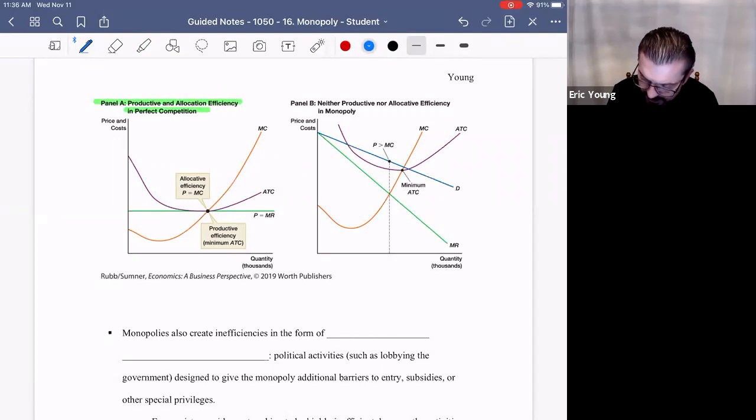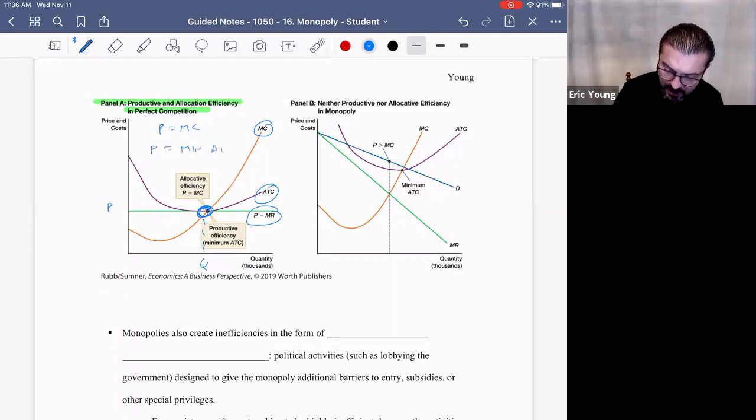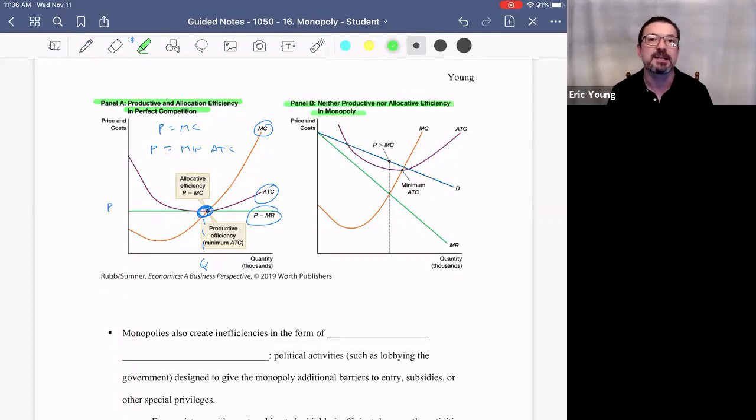We have long run equilibrium at this point here, generating this price and this Q, and this magic point where the ATC curve, the MC curve, and the demand curve all intersect, implied that for the PC firm, P equaled MC, and we also charged a price that equaled the minimum ATC. They satisfied both of those efficiency requirements. But jump over here, and you can see that monopoly doesn't.